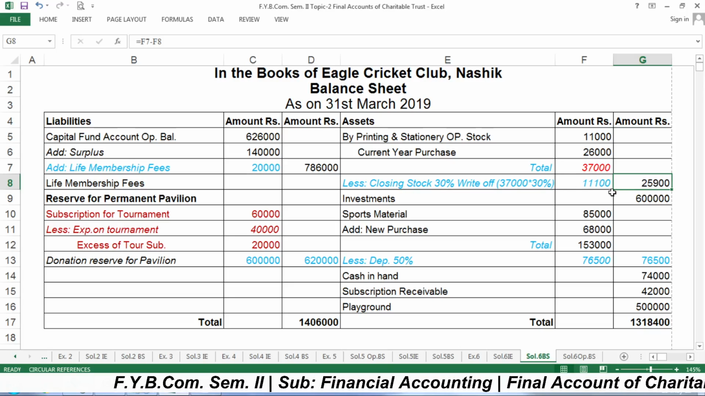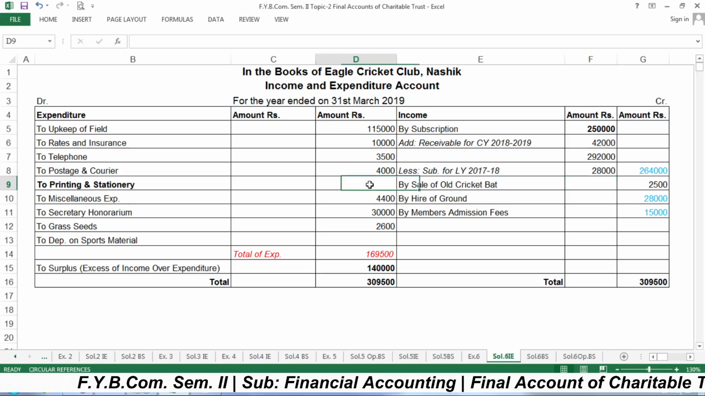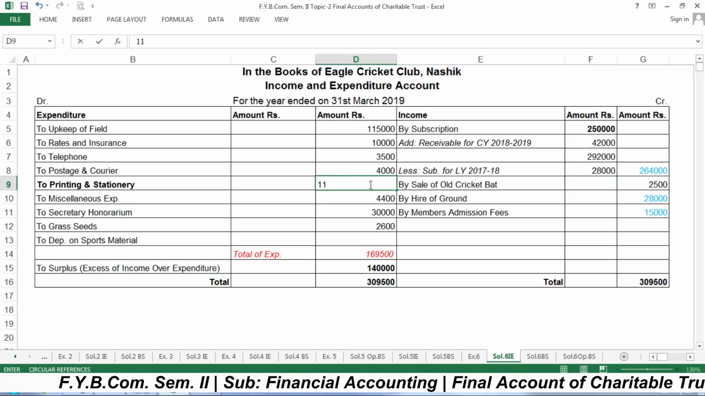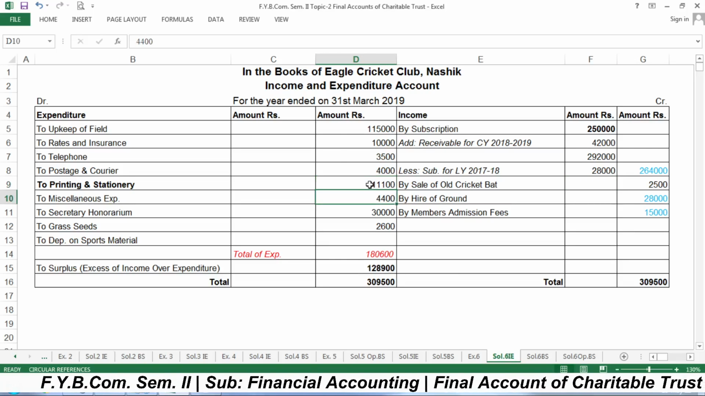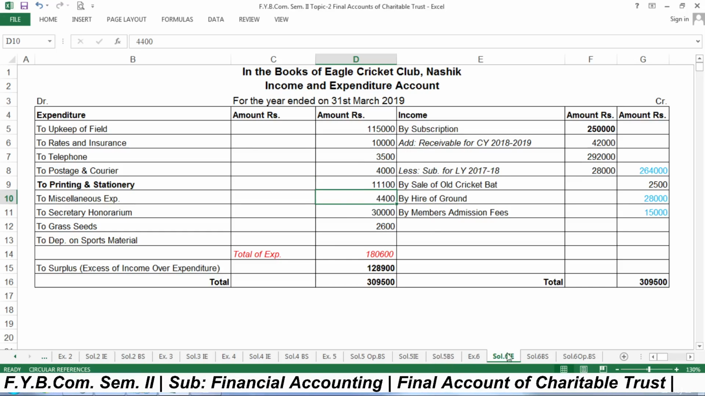Same way, the 11,100 is written off. That means this is our current year expense. So we will mention our printing and stationery, that is 11,100, on the debit side of the income and expenditure account, that is our current year expenses.